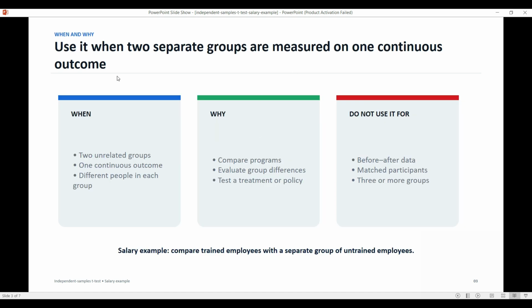Okay, we use the independent sample t-test when two separate groups are measured on one continuous outcome. That is, when two unrelated groups are available, one continuous outcome is available, and there are different people in each group. Why we use it: to compare programs, evaluate group differences, and test a treatment or policy. Why don't we use it for before-after data? We come to the next slide.